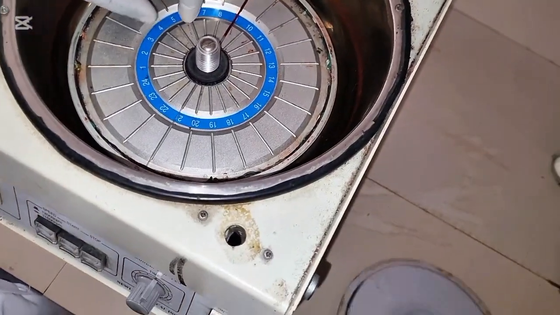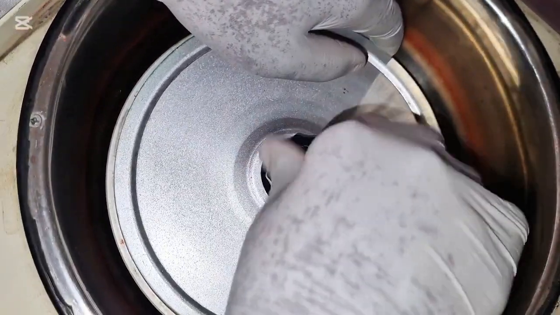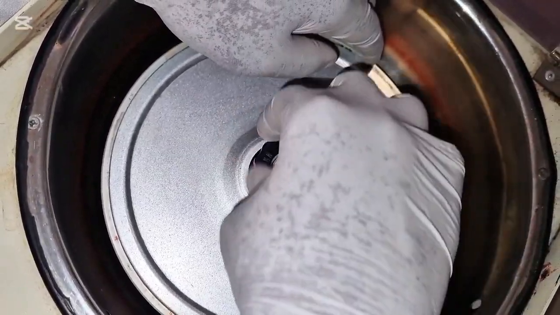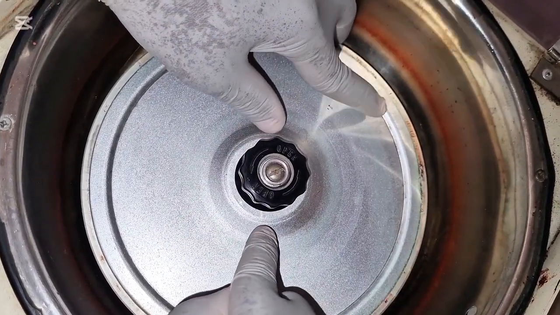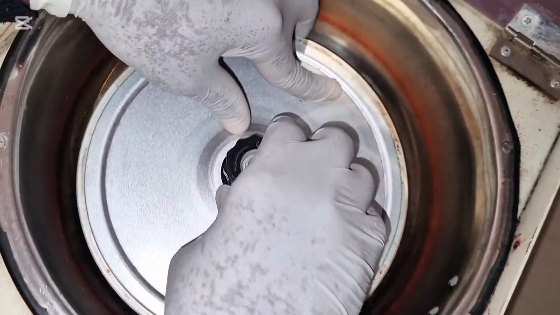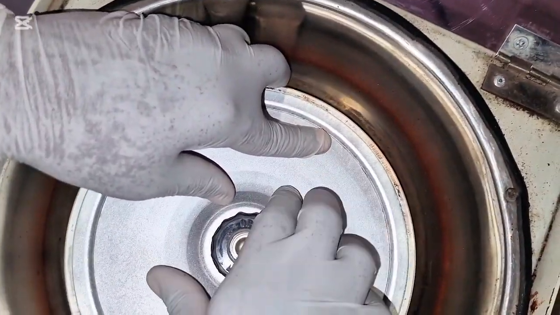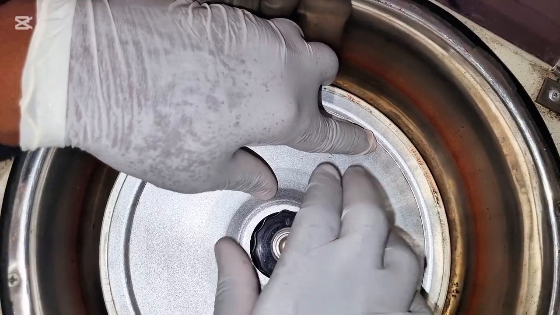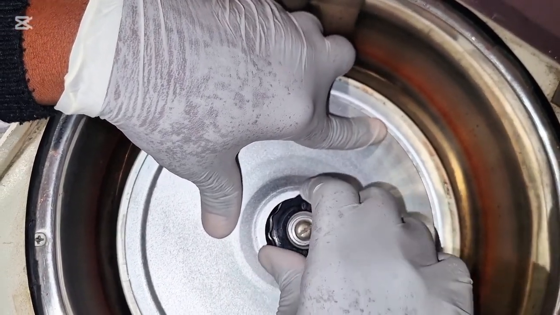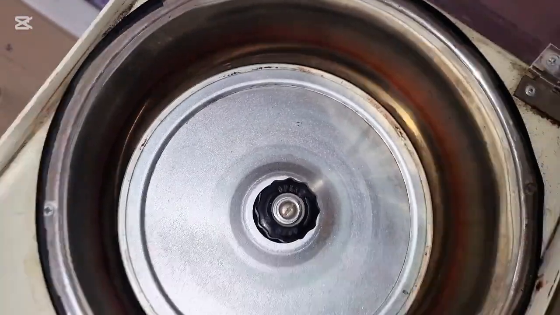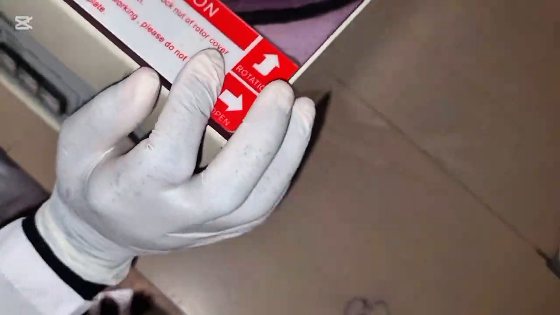Now, after we must have placed this, we close. This is how you close. You place the cover and then you cover it. If you don't put this cover, your capillary tube is going to break and the blood will spill. So you must ensure you put this safety lid. Then you close the centrifuge.